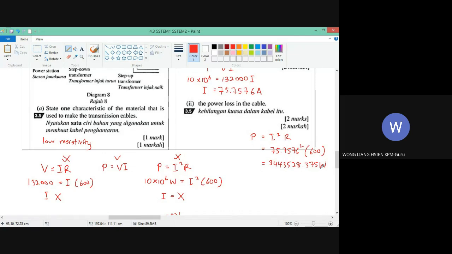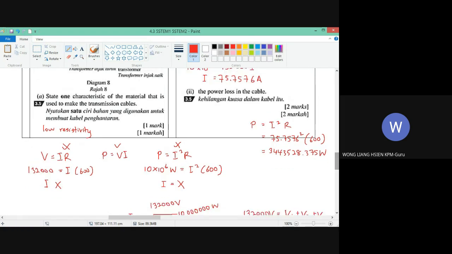Your answer is too far away from the actual answer. So do not round off. Just write the whole thing. Do not round off. Just write the whole thing. This is very important. You want the marks, you don't round off. Just write the whole thing.